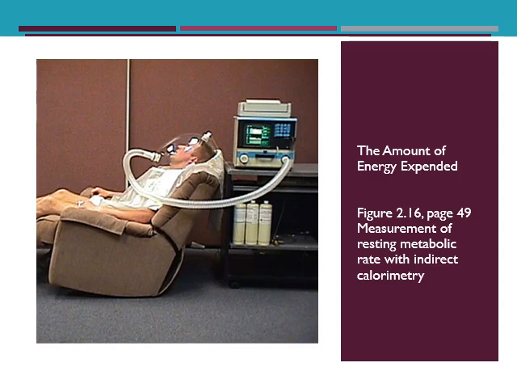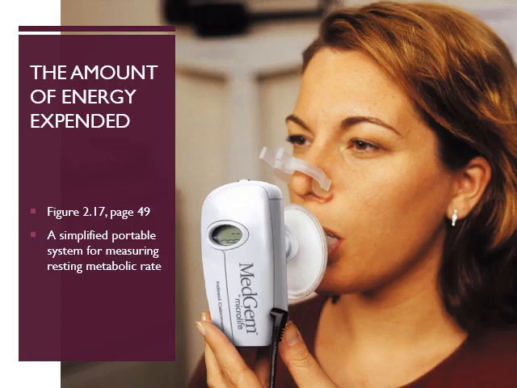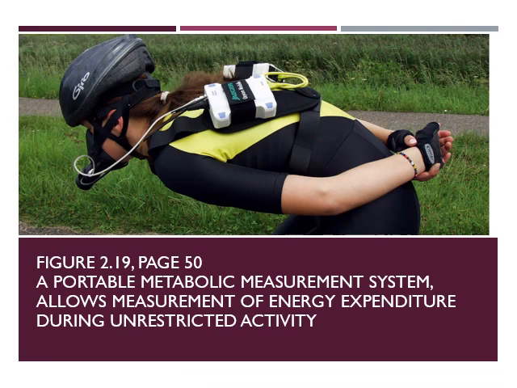Here is an example of indirect calorimetry. There are portable systems for measuring resting metabolic rate. Here is one here. In order to measure oxygen and carbon dioxide gases accurately, your ability to breathe in and out through your nose has to be restricted, or you have to have a mask, like in the previous picture, that covers your whole face. Here's a portable metabolic measurement system that allows measurement of energy expenditure during unrestricted activity. So you can be out doing your regular activity, training for the Olympics, whatever, and also use this system.